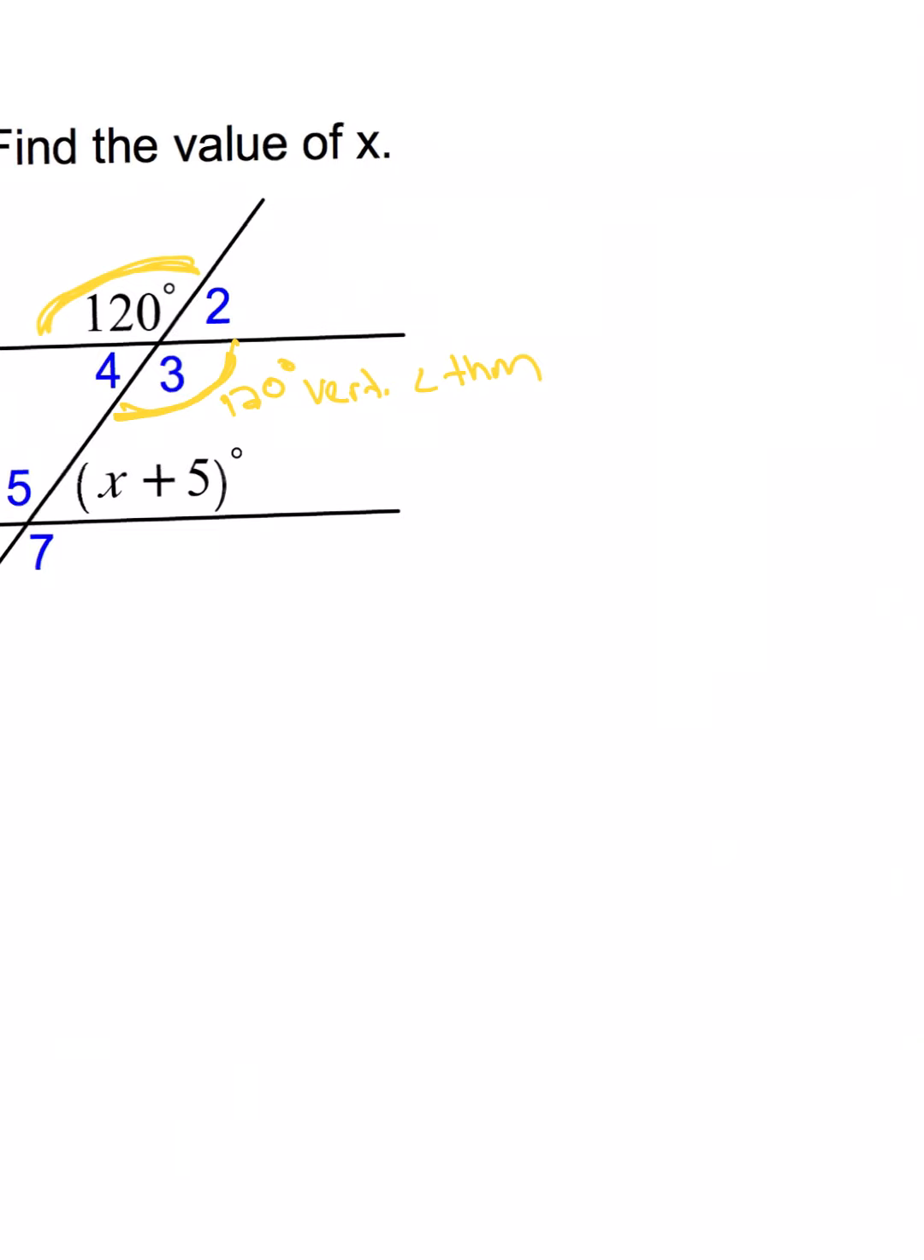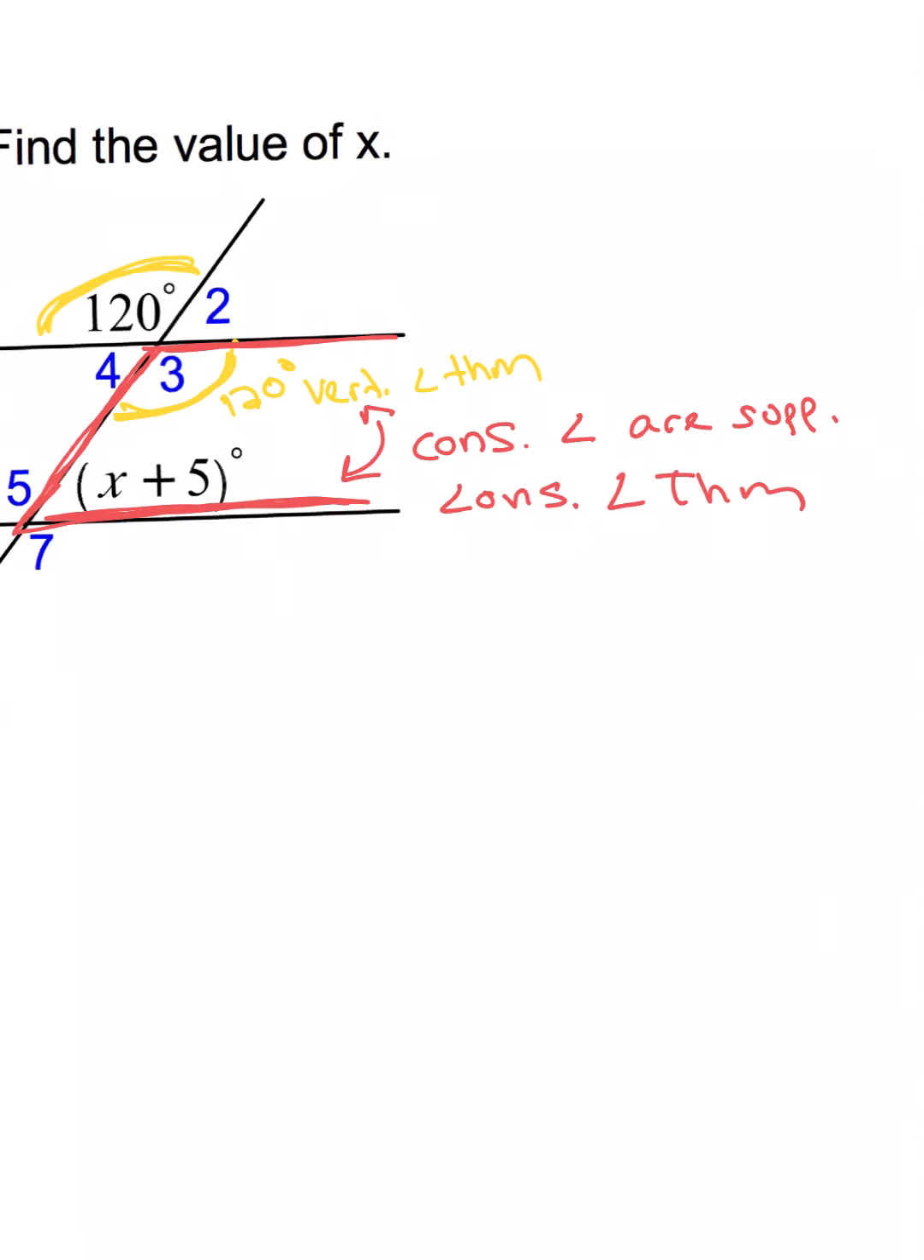And then from here, I'm going to use that C to C thing, because I know that both of these angles make that letter C. These are called consecutive angles. And remember that consecutive angles are supplementary. Okay, that was the consecutive angle theorem. So that would mean that if I take angle 3, which is 120 degrees, and I add it with this angle, which is x plus 5, it's got to equal 180 degrees.